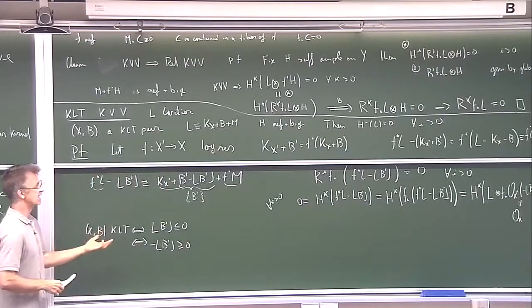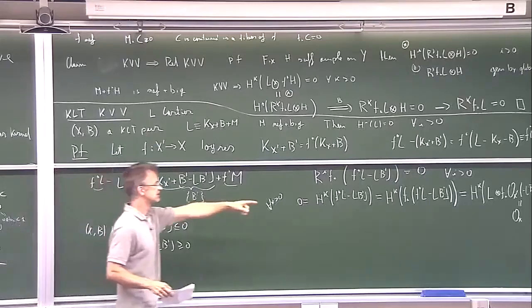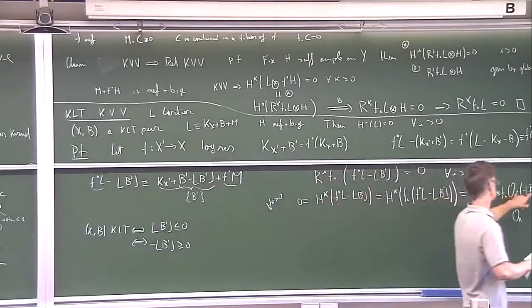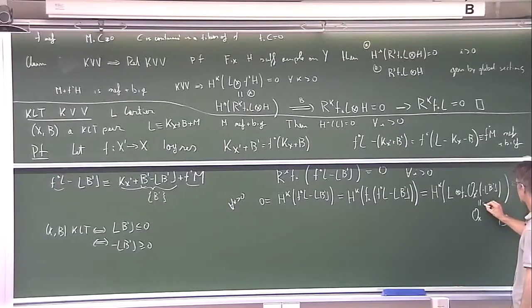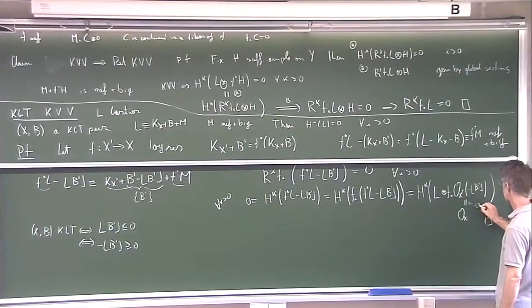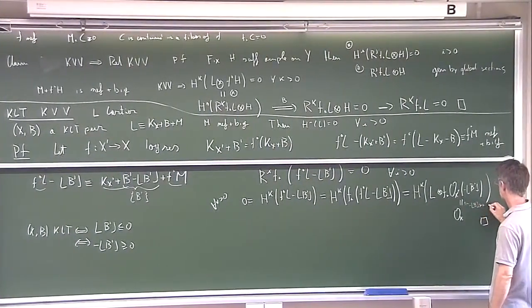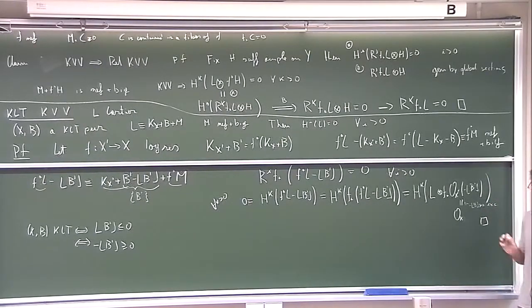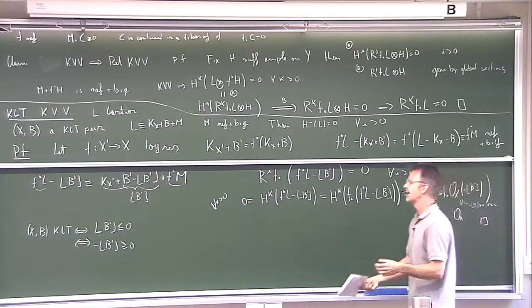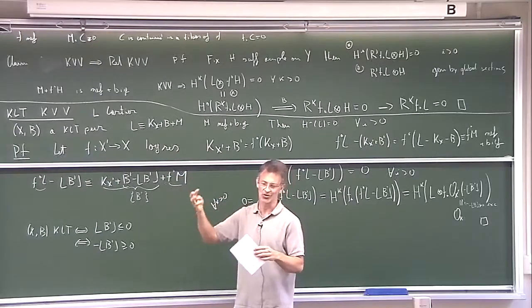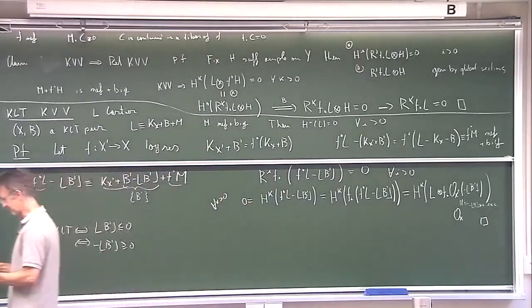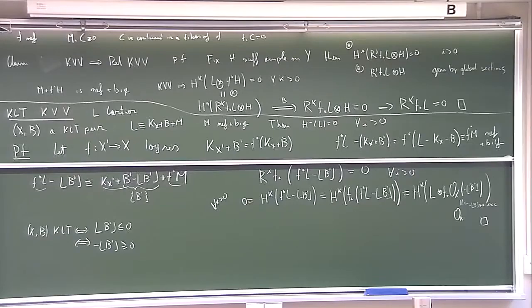And of course, it's exceptional. So this is an effective and exceptional divisor. So this equality is true. Right? So this is just due to the fact that minus the round down of B prime is effective and exceptional. And that concludes the proof. So then I guess I should state this in a sort of relative version for Kawamata log terminal pairs. But I think we sort of get the picture.